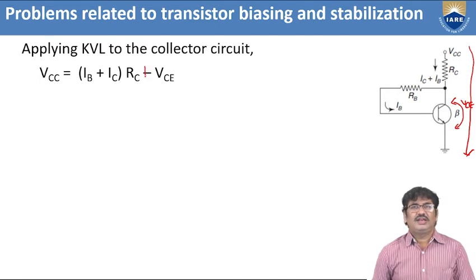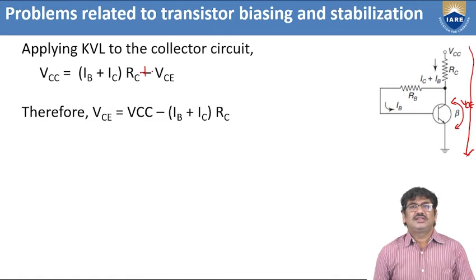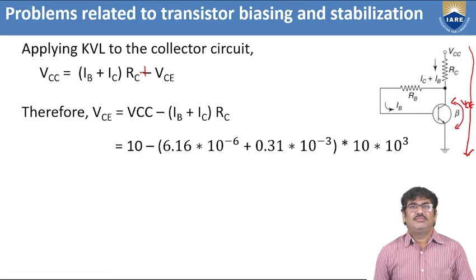From this, we can take VCE as VCC minus (IB plus IC) into RC. Substituting the corresponding values, 10 minus (6.16 into 10 power minus 6 plus 0.31 into 10 power minus 3) into 10 into 10 power 3, which will give us VCE is equivalent to 6.84 volts.